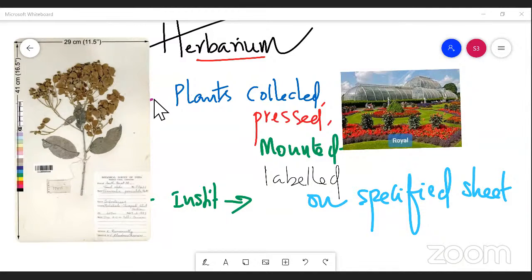Plants are collected, pressed and mounted on a specific sheet. That is one definition. And on the other definition, the dried specimens are prepared and maintained. So if we go to London, you can see the largest herbarium. As I said, herbarium is not only a collection of plant species, it is also referred to as an institute where the dried specimens are maintained, right? That is also considered to be a herbarium, right?